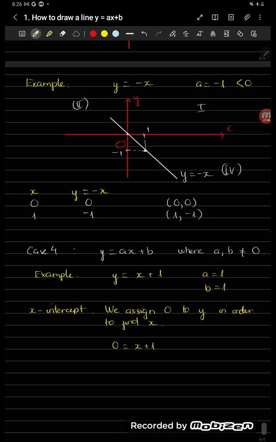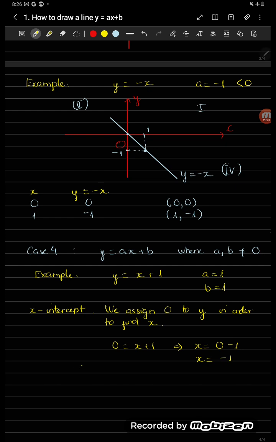So in this case, we have 0 equal to x plus 1. We need to subtract 1 from both sides, right? So x plus 1 subtract 1, the 1 subtract 1 is gone, and on the left side we have 0 subtract 1. So now we have x equal to -1. So for the x-intercept, we have y equal to 0, then x equal to -1.